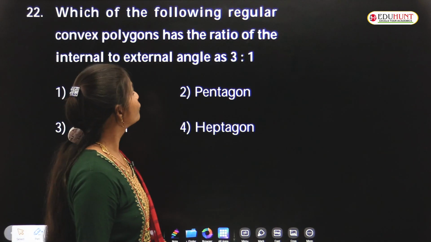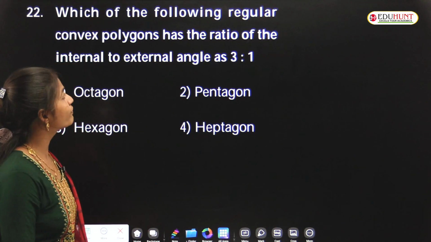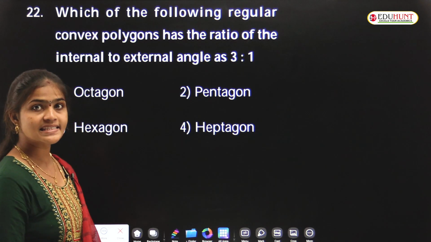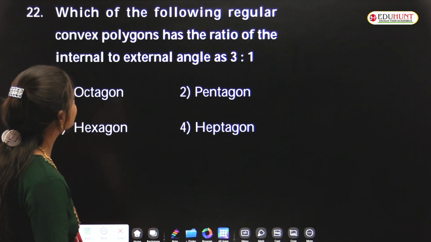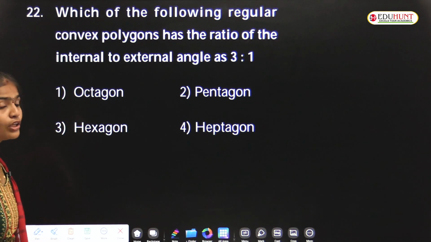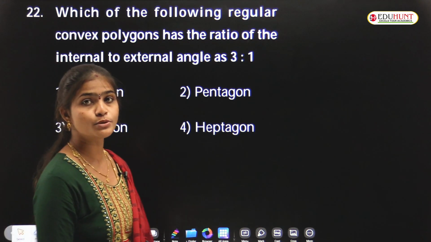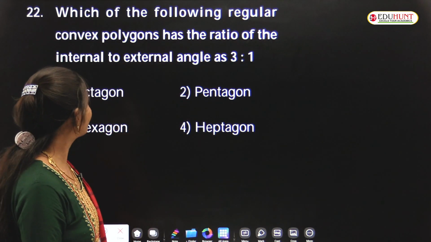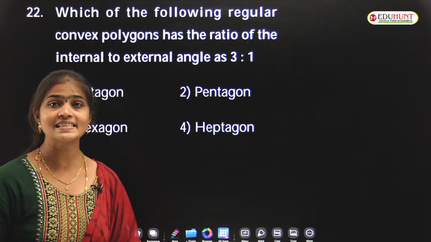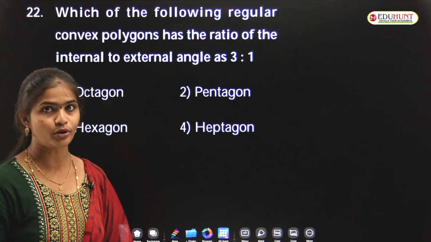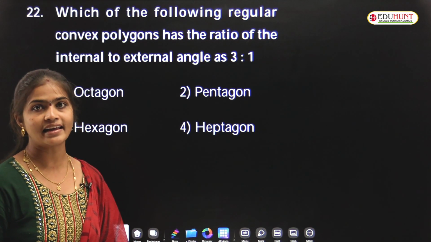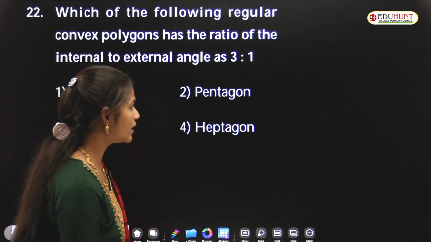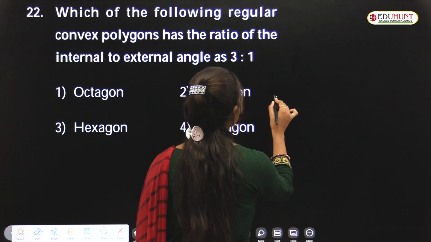So the next one is, which of the following regular convex polygons has the ratio of the internal to external angle? What they're asking is, which of the following regular convex polygons, which means those figures are regular figures, and the ratio of the internal angle, which means each interior angle of a regular polygon, to each exterior angle of a regular polygon, its ratio is 3:1. So what is the formula here?